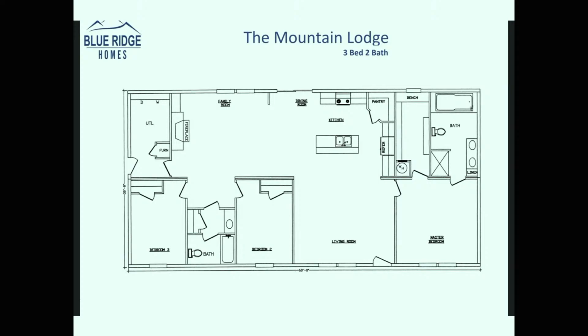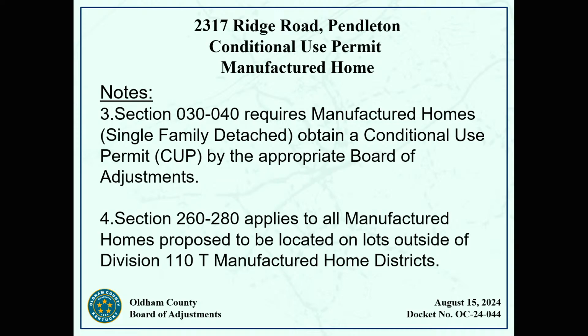Here are the plans for the manufactured home, and you have these in your staff packet as well, showing the 3 bedrooms and 2 baths. Section 030040 requires manufactured homes to obtain a conditional use permit by the appropriate Board of Adjustments. And Section 260-280 applies to all manufactured homes proposed on lots located outside of our manufactured home district zoning area.